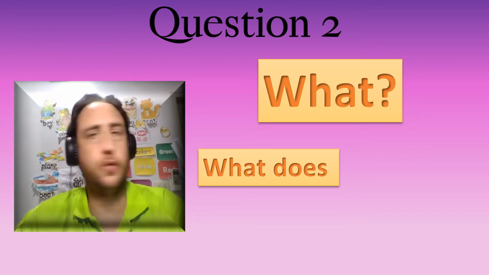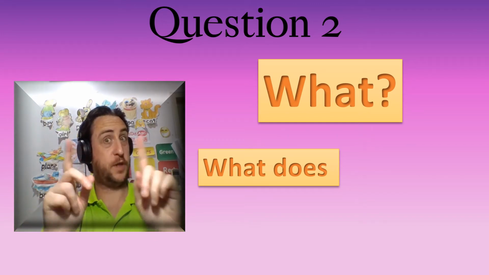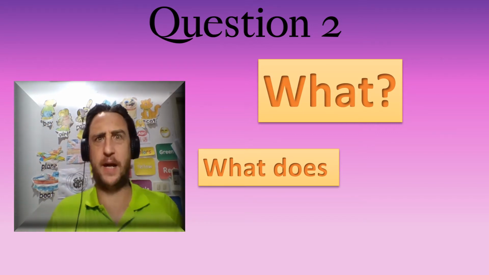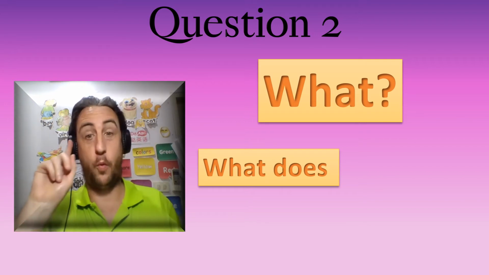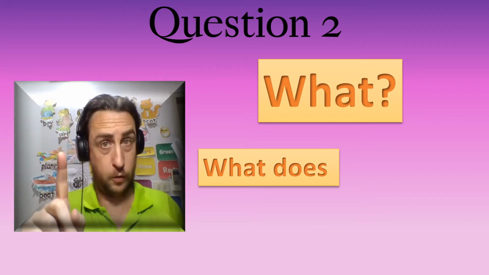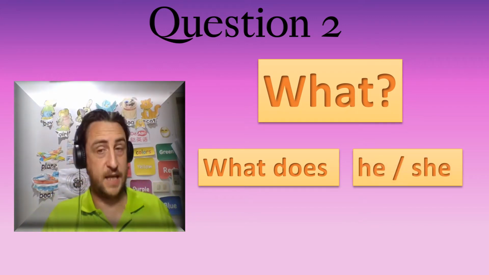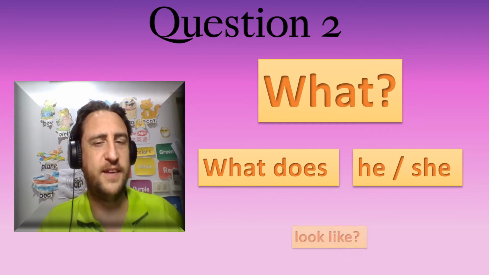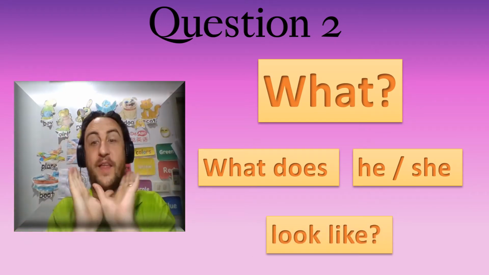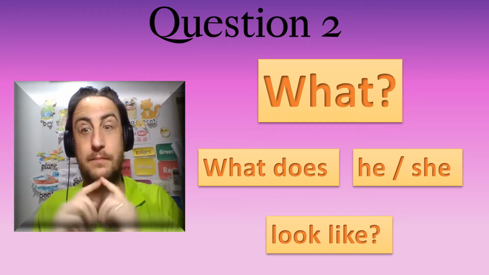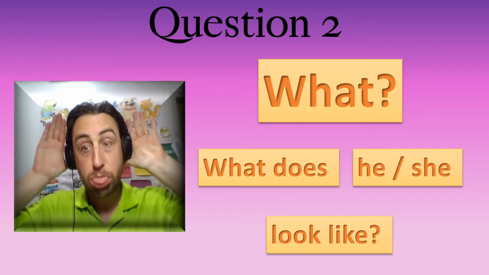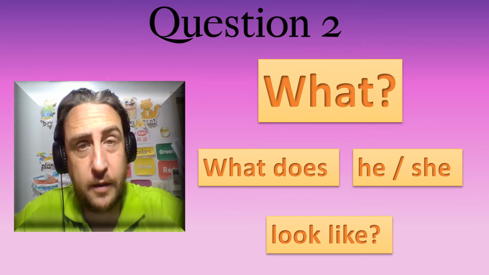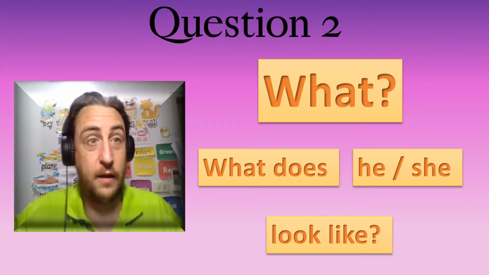So we know we are not talking about I, and we are not talking about you, and we're not talking about we, and we're not talking about they. We're talking about one person, a boy or a girl. So what does he or she, then what? Can you remember back to unit number 5? Look like. We're talking about their face. Yes? So the question is, what does he look like? What does she look like? Now we need to look at the answer.